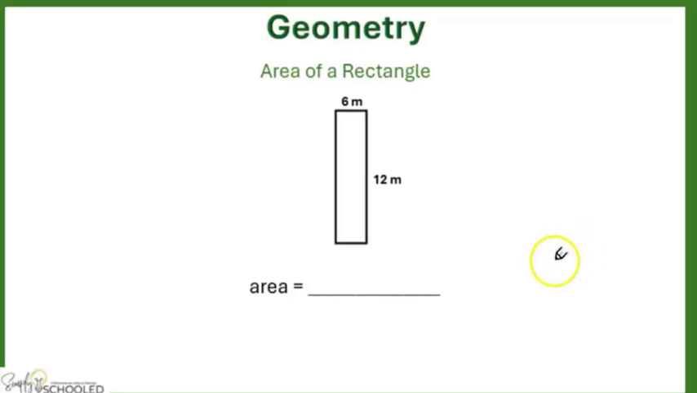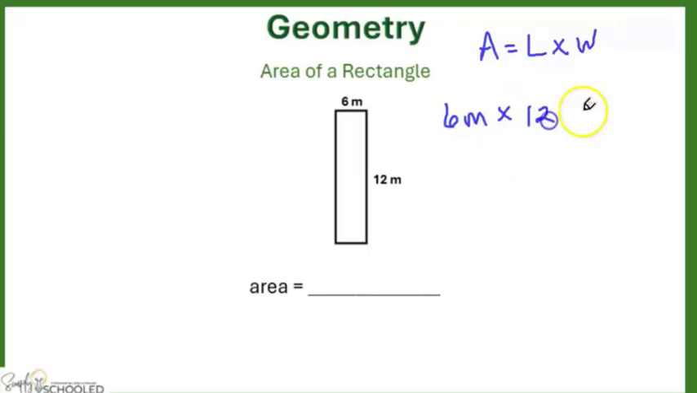Here's another rectangle. Find the area of this rectangle. You can turn off the video and see if you can figure it out. Okay, let's see how you did. Area equals length times width. 6 meters times 12 meters. So 6 times 12 is 72, and that is meters squared. Again, we always square the units that we are multiplying.